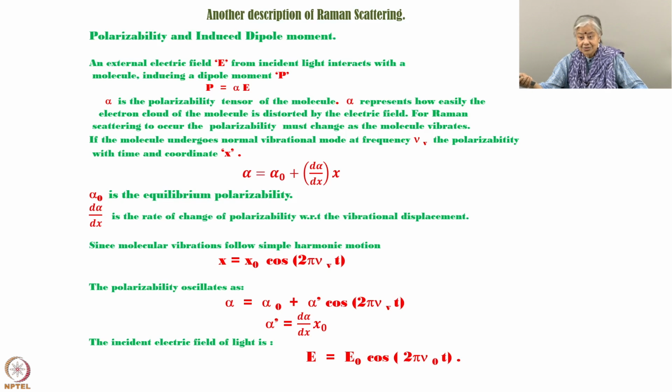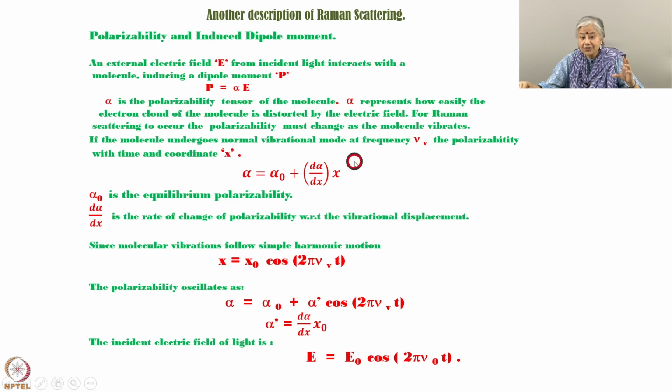That is the idea. So, when there is an external electric field from an intense laser beam, the electric field associated with that light beam, there is a distortion in your electron cloud, which gives rise to the polarizability. So, alpha is a value which tells you how much it is distorted. It gives you some exact way of describing the distortion of the cloud of the molecule by the electric field. For Raman scattering to occur, the polarizability must change as the molecule vibrates.